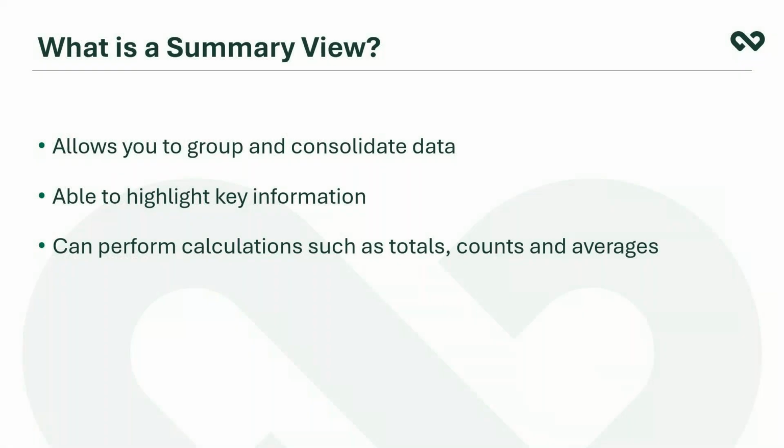So, what is a summary view? A summary view is an additional view within a report that allows you to group and condense data from another view. It gives you an overview of data where you can focus on key points. You can also do calculations such as totals, subtotals, counts, and averages. It's good to note that you can have multiple summary views within a report, where these can be based on the details view or other summaries that you've created. Building a summary based on another summary is used in more advanced reporting, so we will not be going over it today.